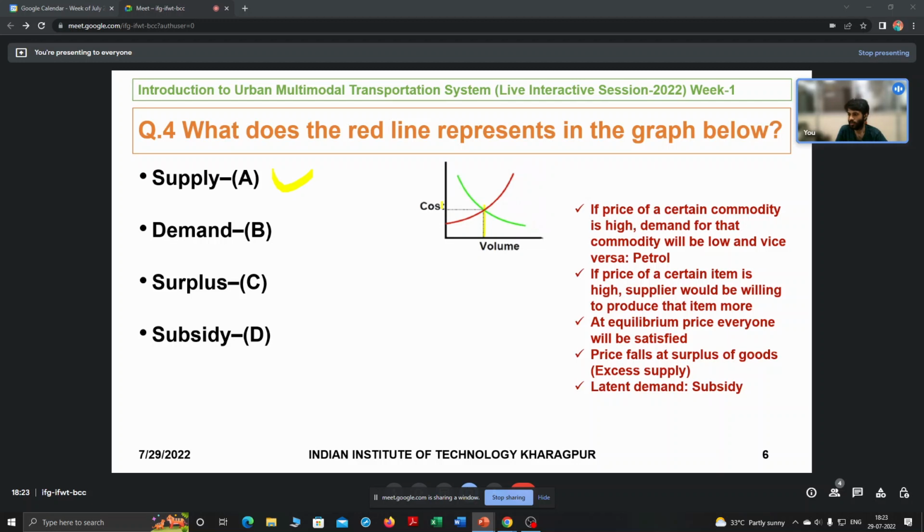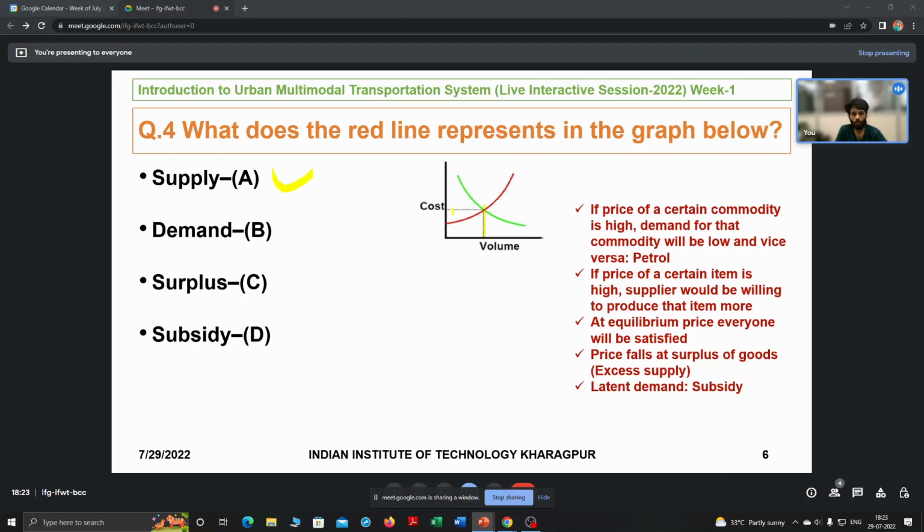So then what is surplus? If you have a surplus of certain items and your demand is low, then it's a surplus situation. So in this situation, the supplier wants to sell those items, right? So then he needs to decrease his price, right? So this is surplus.